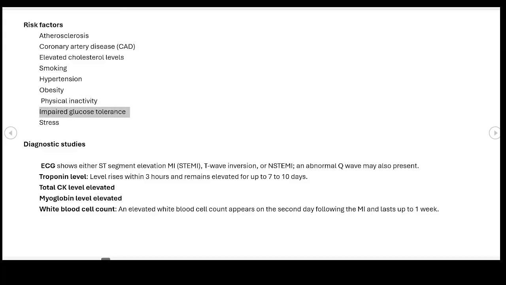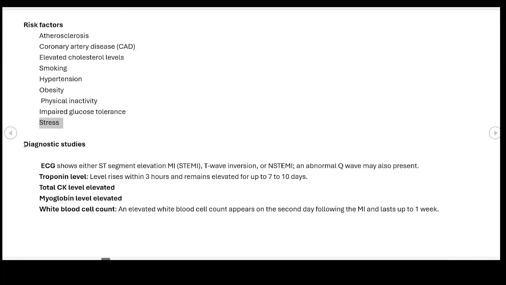Then if we have too much glucose in the blood or impaired glucose tolerance, this is also another one. So with diabetes, make sure that diabetic patients are controlling their blood sugars very well. And of course, stress is one of the things that we have to look at. So stress control is very, very important.